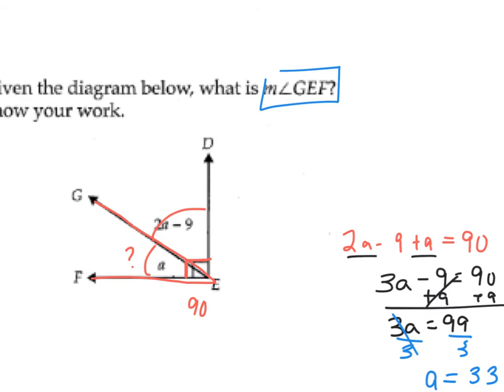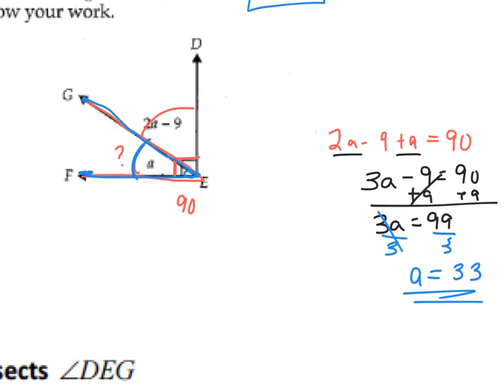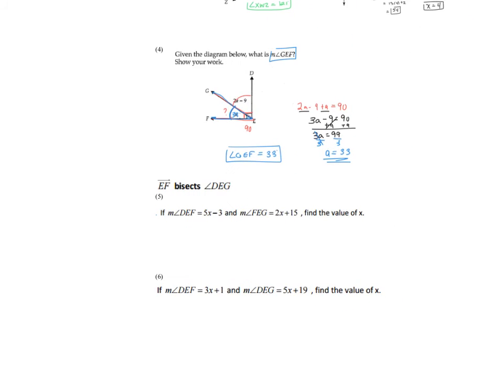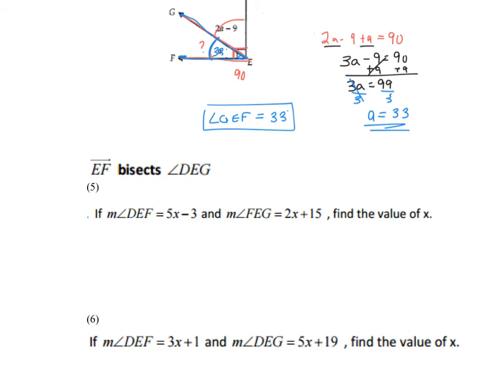So I go to my visual, start at G, go to E, end at F. So I just want to plug in A into this expression, which is just A. So I can say that the measure of angle GEF is just 33 degrees. And that's your final answer. Let's go on to the next question. This works for both of these examples, so EF goes to number 5 and number 6.